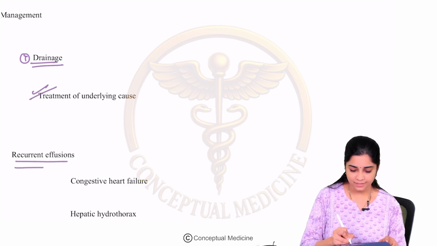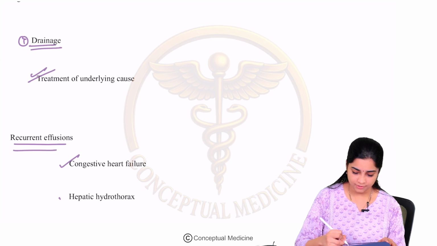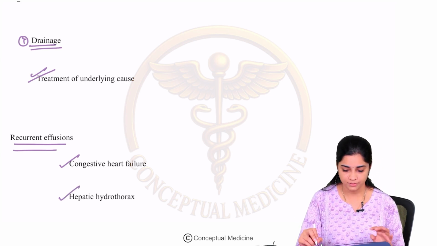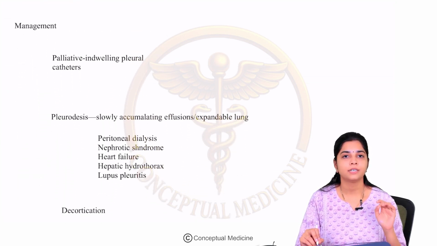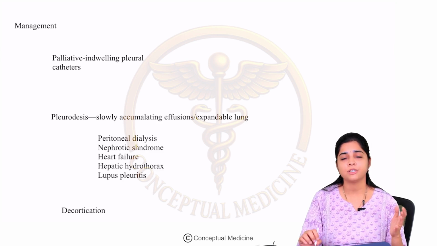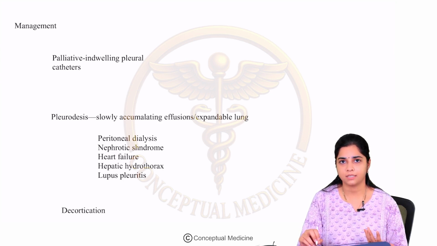Where do you find recurrent pleural effusions? Recurrent pleural effusions can be seen in congestive heart failure, hepatic hydrothorax and malignant pleural effusions. Okay, now what about the management of recurrent pleural effusions? So always remember that especially malignant pleural effusions can recur more than 3 to 4 times a year and the patient becomes extremely dyspneic, right?